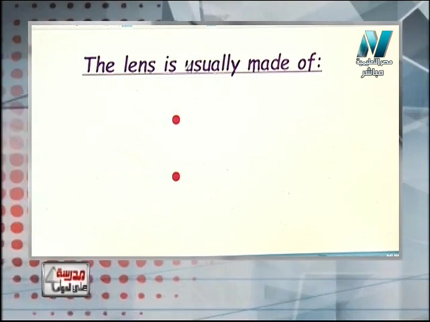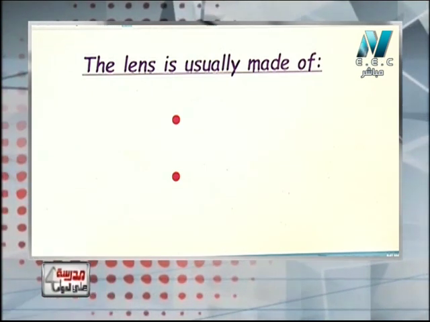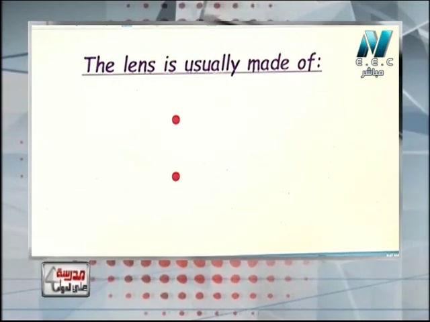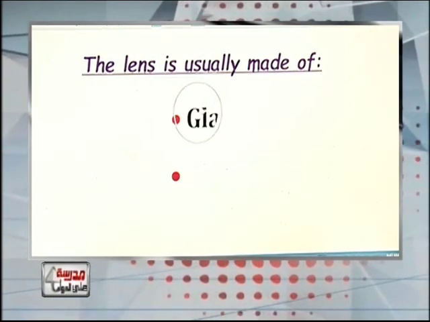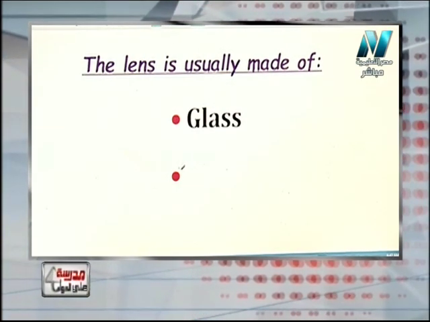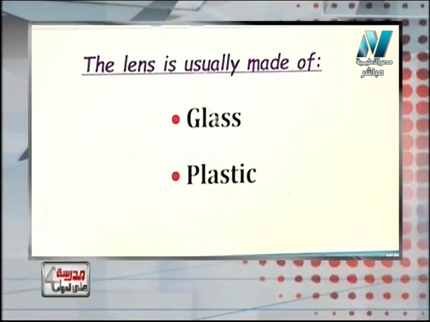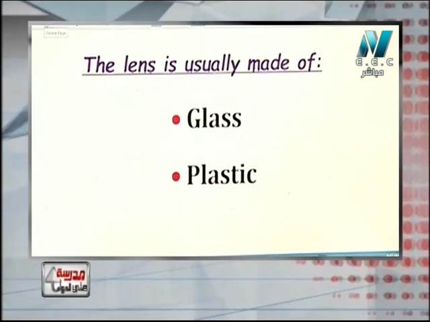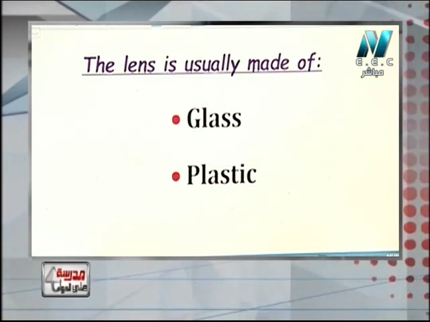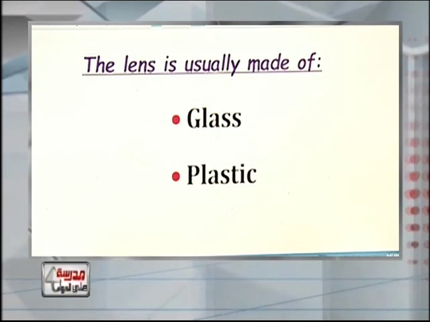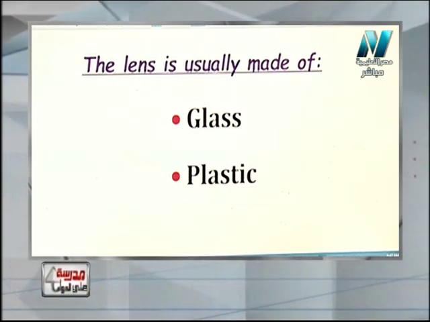طبعا the lens is usually made of. اللينز معمولة من ايه؟ Usually made of what? Glass or plastic. We have two materials to make a lens. So we have glass and we have plastic.